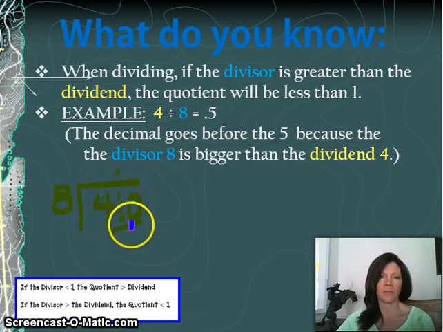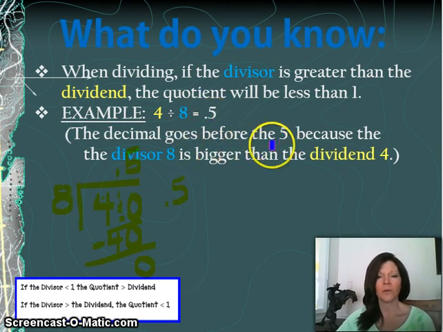So now you look at 8 into 40, and 8 can divide into 40 5 times. 8 times 5 is 40. You're going to subtract that. You're going to get 0. There's nothing left to bring down, so 5 tenths is your answer. So when you're looking at 4 divided by 8, 5 tenths is your answer. And the decimal goes before the 5 because your divisor 8 is bigger than your dividend 4. So anytime your divisor is greater than your dividend, your quotient or your answer is going to be less than 1. You'll get a fraction of a number.